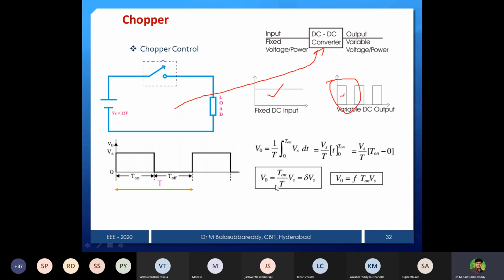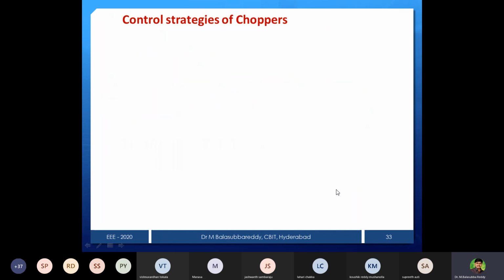And T is the switching period. 1 by T is nothing but F. You can write the output like this also. V out is equal to F into T on into Vs, because this variation is T on into Vs by T, and 1 by T I can write as F. That's all. 1 by T is equal to F. So with this we are able to get it.